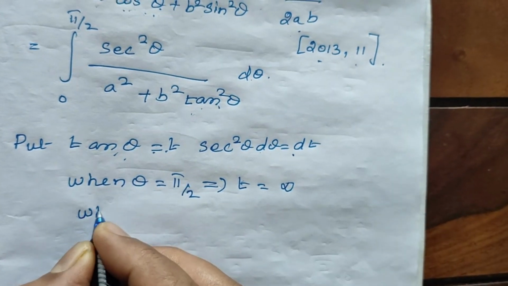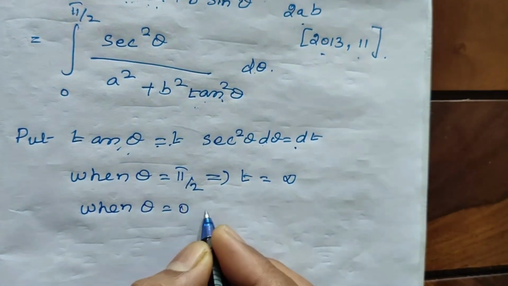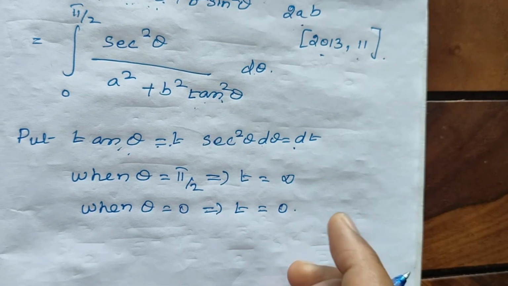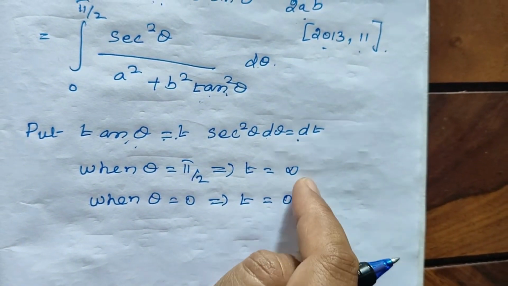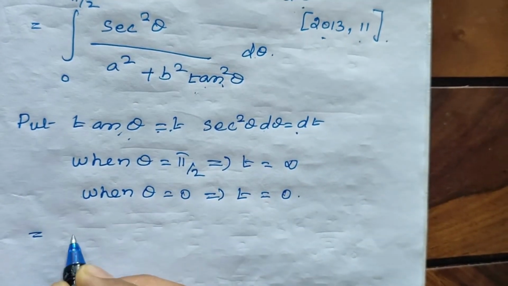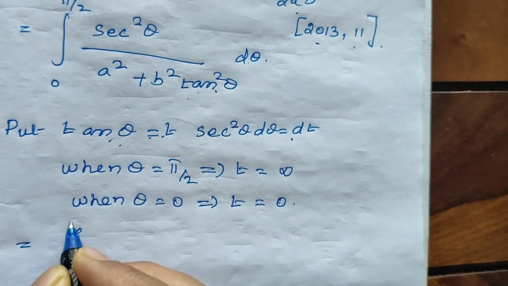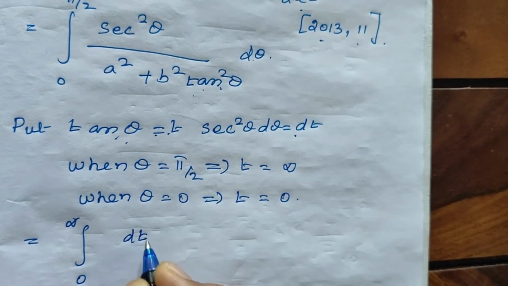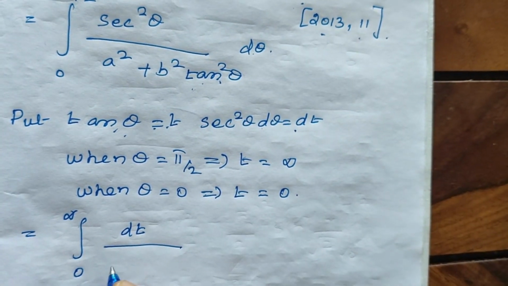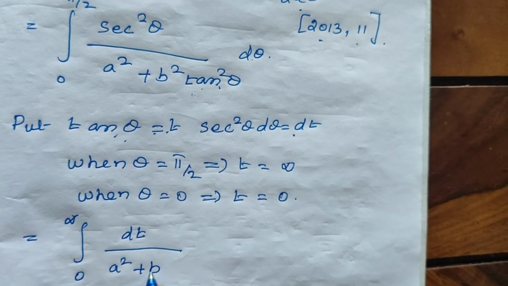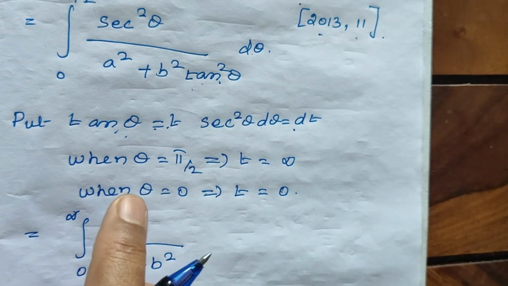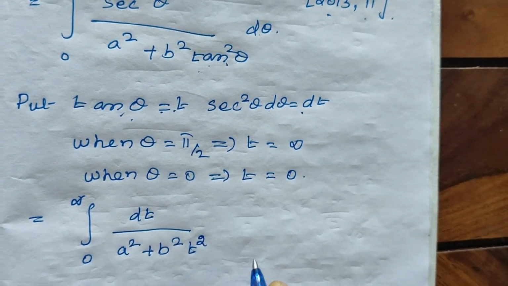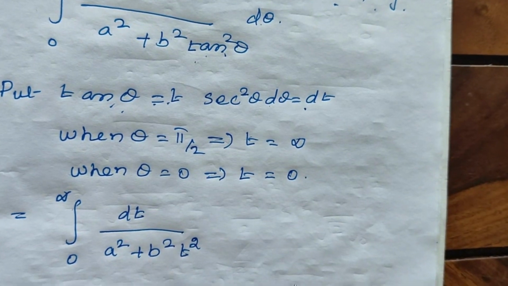When theta equals 0, what is t? t equals tan 0. Tan 0 is 0. So now the limits change to 0 to infinity. So now we apply, from 0 to infinity, secant square theta d theta, which equals dt, divided by a square plus b square. Then tan theta equals t, so that is t square. So a square plus b square t square.